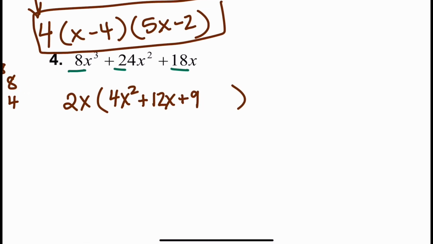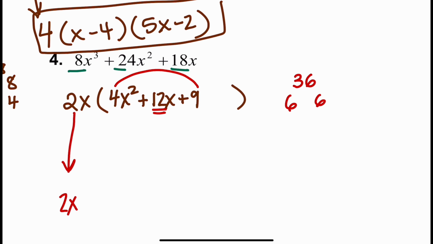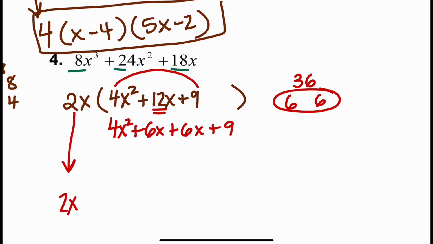Now, one thing I'm noticing when I'm going to bring the 2x down. I want it to be part of my answer, but I'm just going to ignore it for now. I have 3 terms. If I have 3 terms, we multiply 2, 4, and 9 to get 36. Now 36 is a perfect square, so I can try 6 and 6, and a lot of times that will work. See, they add to 12, so I know those are my 2 answers. 4x squared plus 6x plus 6x plus 9, and then I do my lightning bolt.